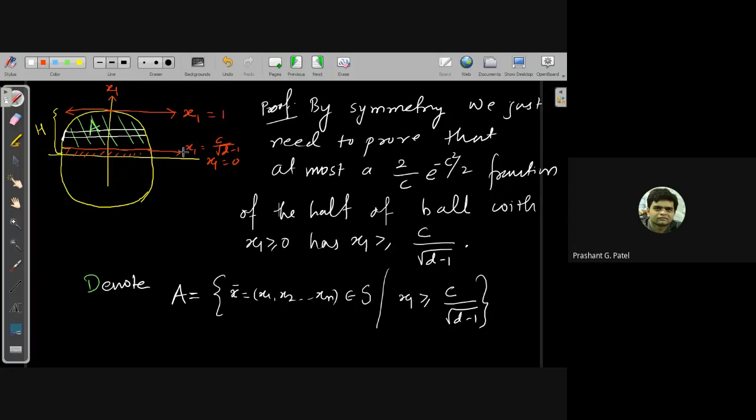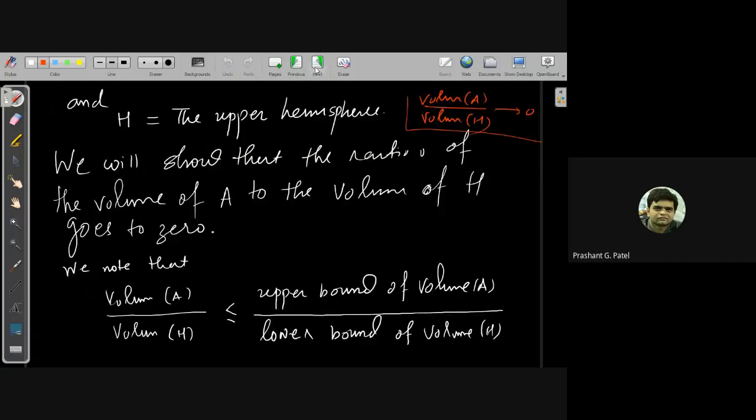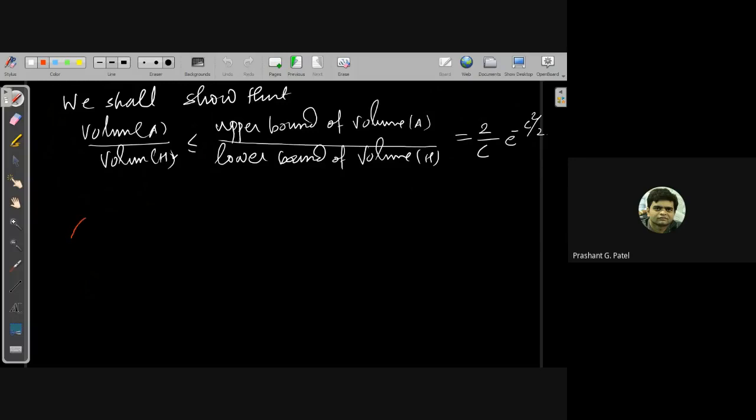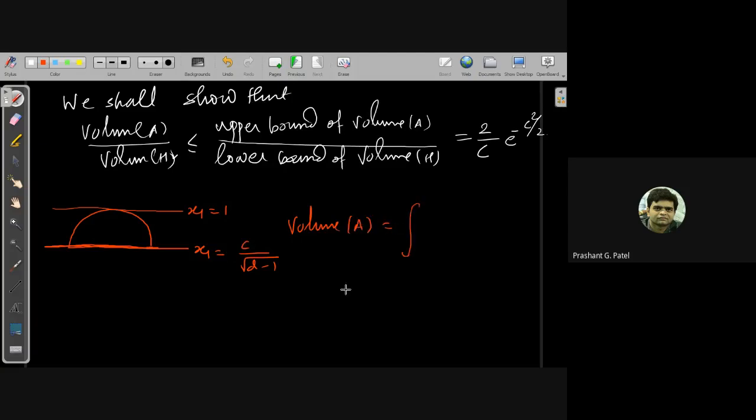So the limit, because I want to calculate the volume of this one. Okay, let me draw that portion here. Ultimately, I need to find out this quantity, the volume of this thing. This one we have is x1 is equal to c by square root of d minus 1, and this one we have is x1 is equal to 1. So the volume of A will be the integration from c by square root of d minus 1 to 1.